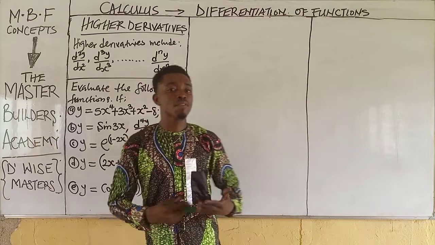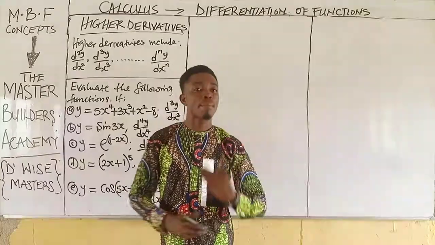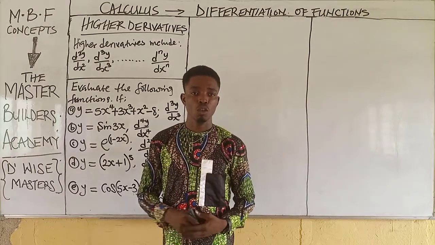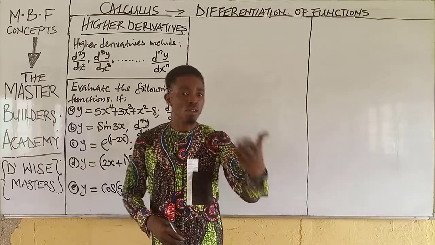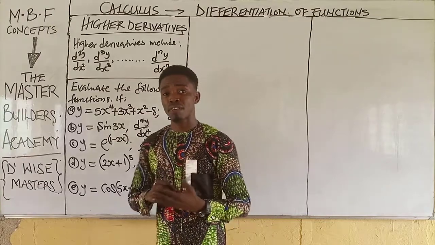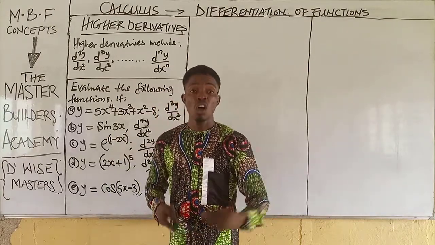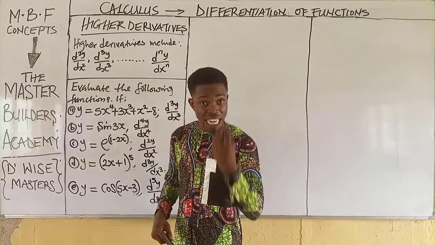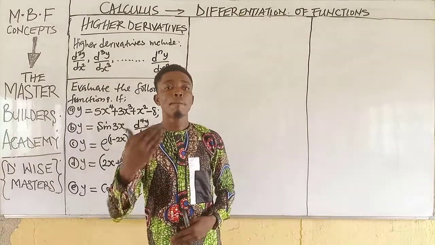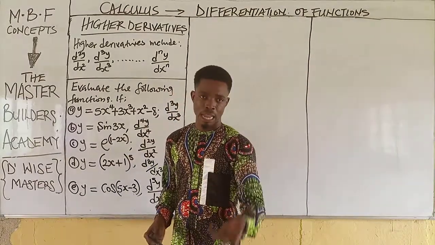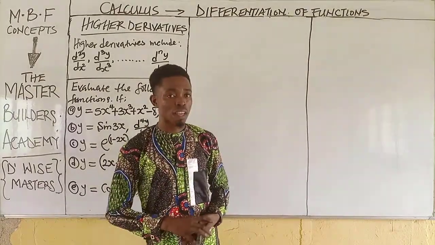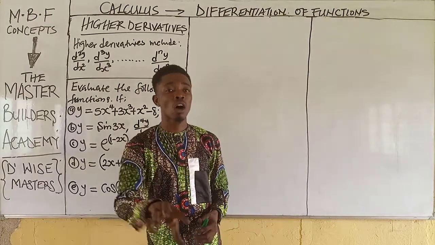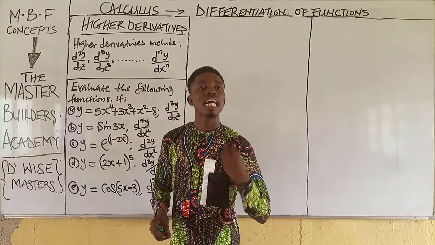For instance, if you are given any function, you can be asked to find or obtain the rate of change of that function a number of times. And I explained earlier when we started, we said differentiation is actually finding or obtaining the derivative of functions. So the derivative of any function can be obtained more than one time. So when you obtain the derivative of any function more than once, then we term or call it higher derivative.